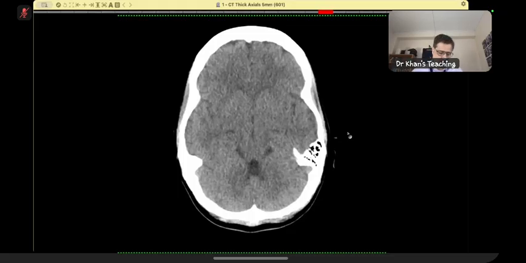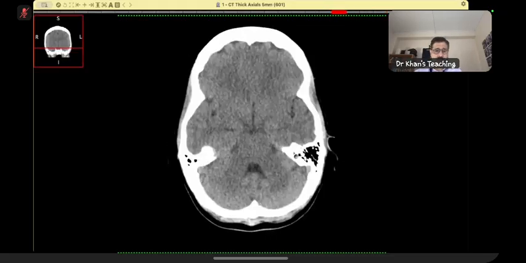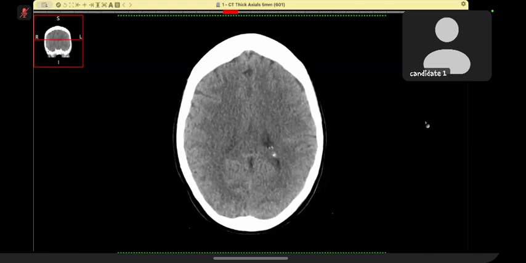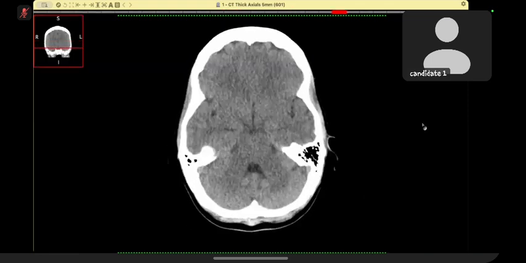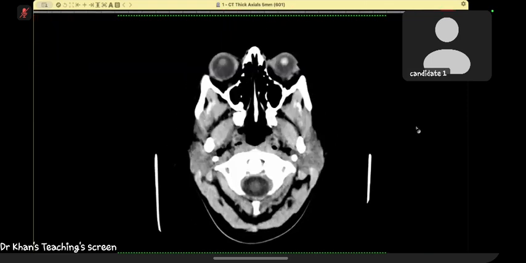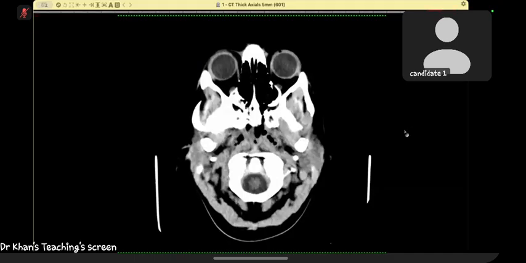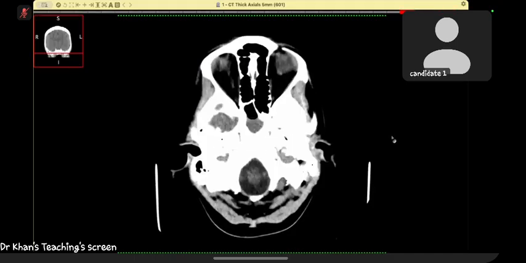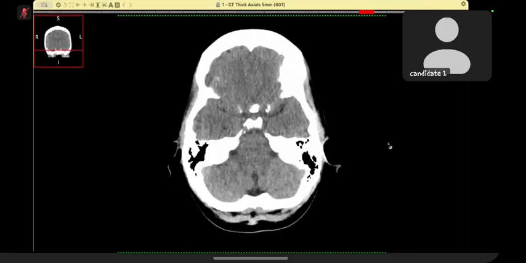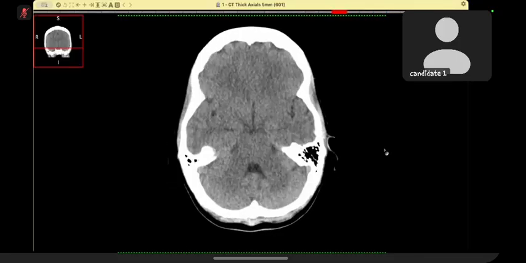Okay, over to you. So I have been provided with an NCCT brain of a 35-year-old male presenting with off and on headaches. I am scrolling from the caudal to the cranial end.